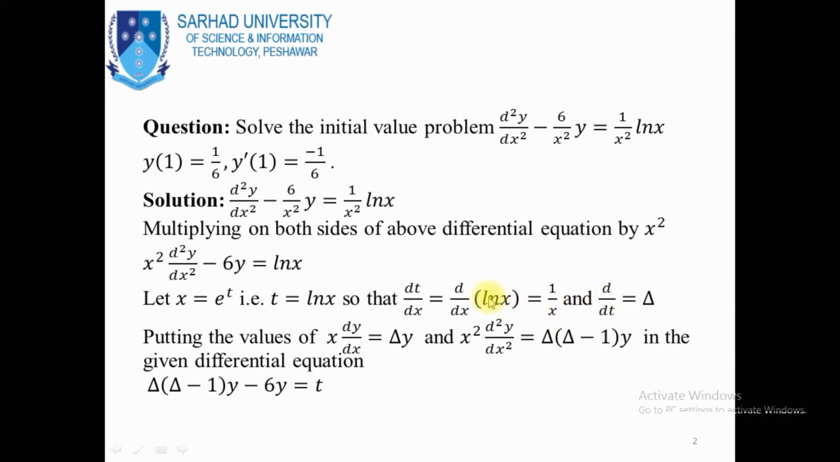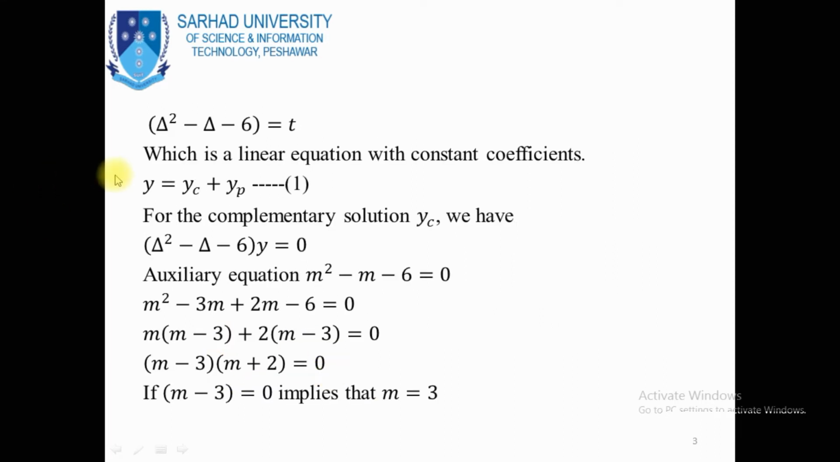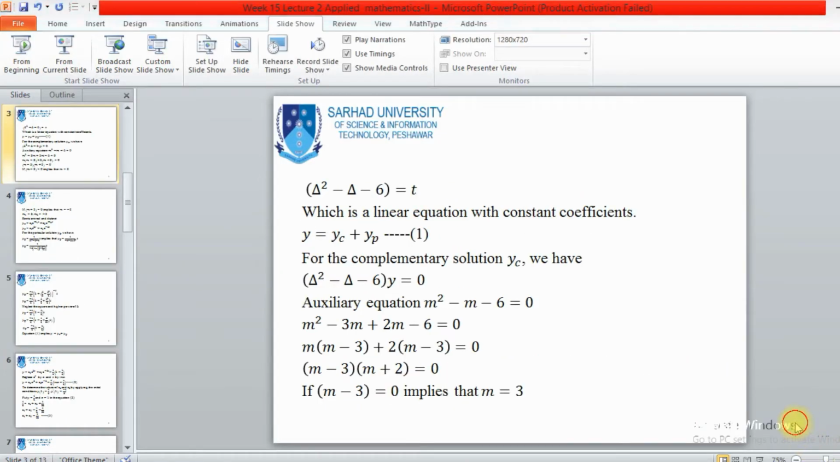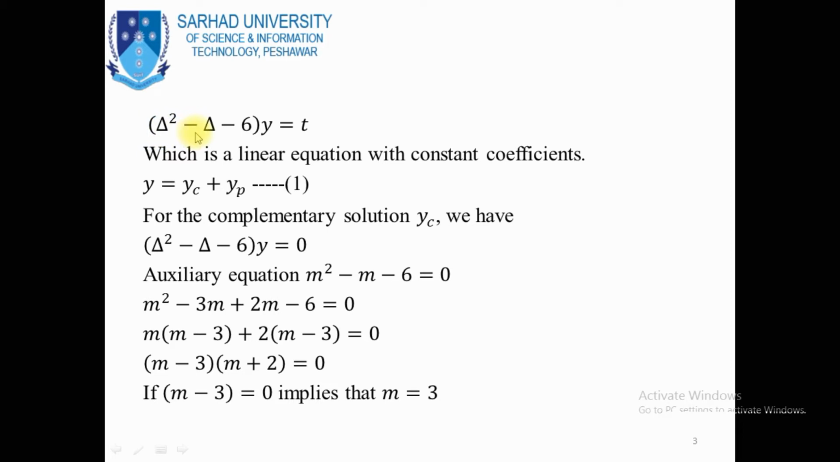Now putting this substitution in the given differential equation, we obtain del into del minus 1 into y minus 6y is equal to t, where log x is equal to t. Now taking y common, we obtain del square minus del minus 6 into y is equal to t. Now this is a non-homogeneous second order linear differential equation with constant coefficients.